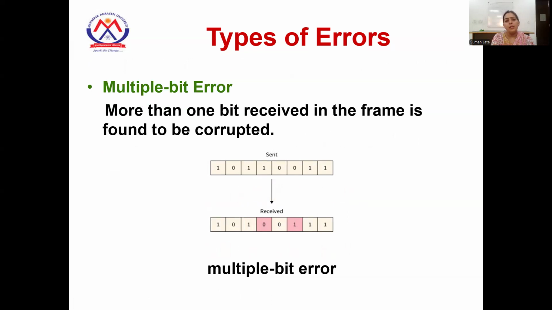Second error is multiple bit error. When more than one bit received in the frame is found to be corrupted, then the error type is known as multi-bit error.